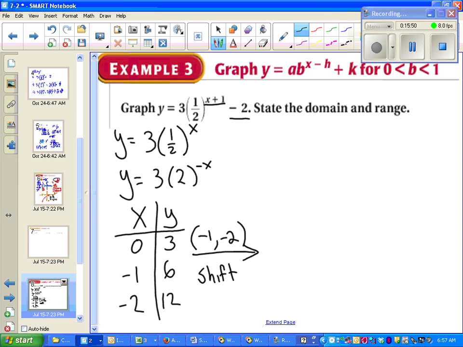Next up, we apply that shift. We subtract 1 from every x value, and we subtract 2 from every y value. Pause the video and try to fill that in yourself before I do it for you.